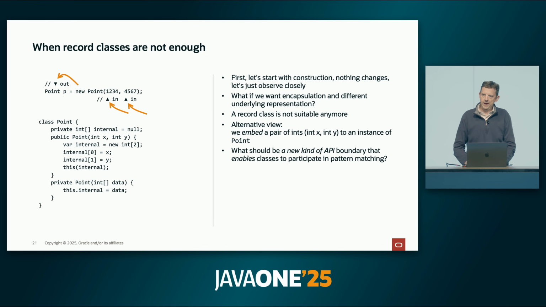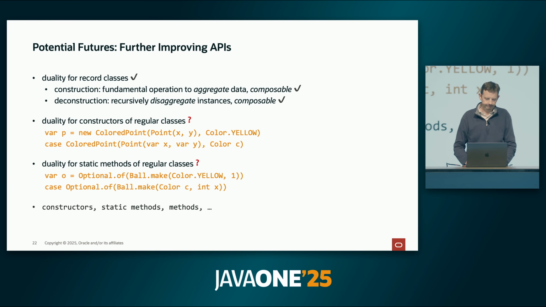So what if I want to do pattern matching? What if I want to take that output and turn it back into its inputs? I can do that with records, as we saw. I can construct a record, and then I can use a pattern to deconstruct the record. What about for regular classes? If I have a colored point that consists of a point and a color, I've got all that data that I aggregated into P. Can I turn P back into all the data again?